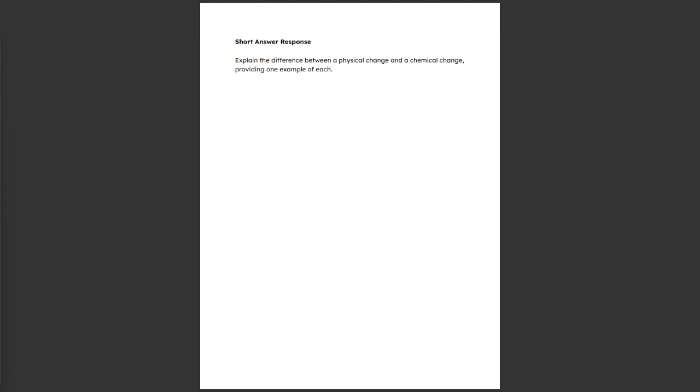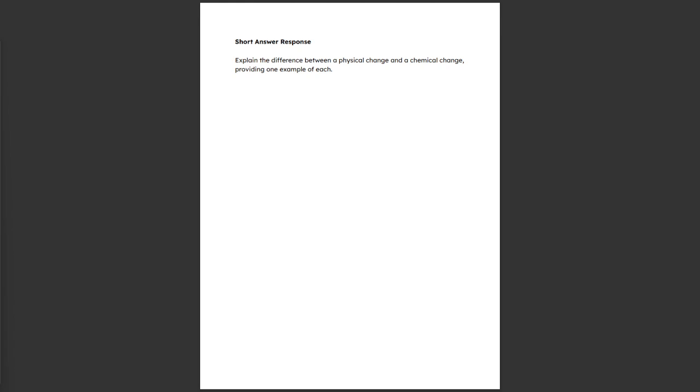In the short answer responses, explain the difference between a physical change and a chemical change, providing one example of each. So an example response is a physical change involves altering the form or state of a substance without changing its chemical composition. So if you gave that definition, you got that point. For example, melting ice into water is a physical change. Giving that example is another point.